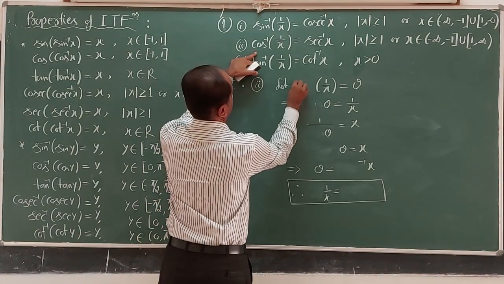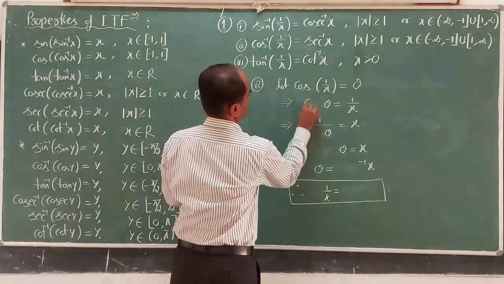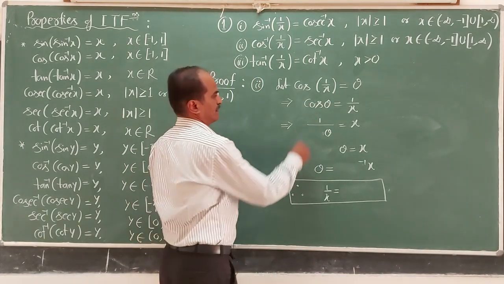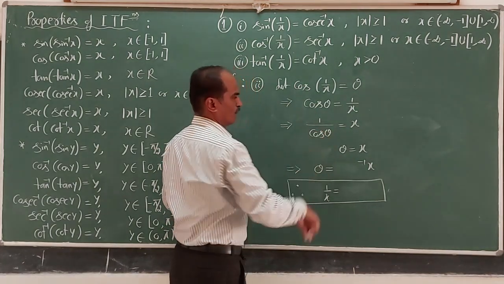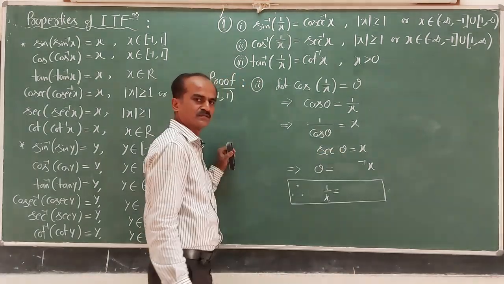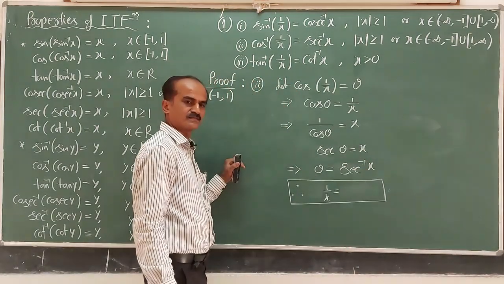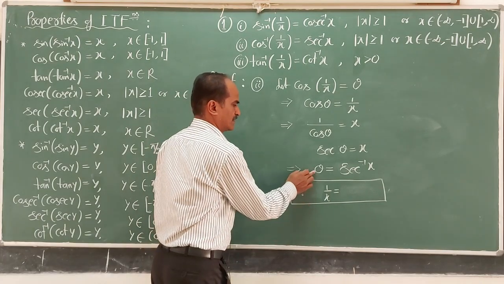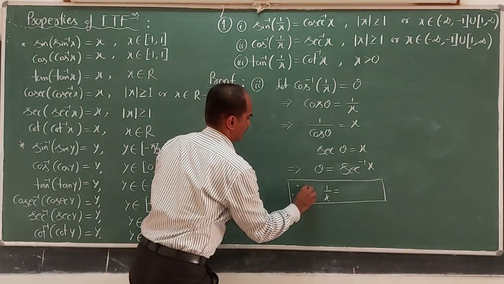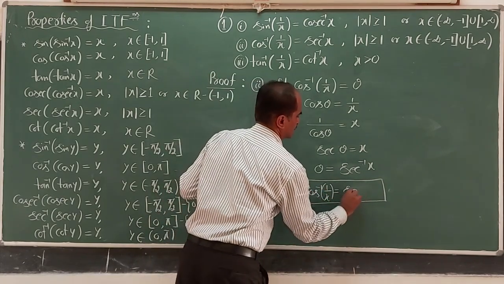Let me start with: let cos inverse of 1 by x equal to theta. Using the inverse function, I can write cos theta equal to 1 by x. Taking the reciprocal on both sides, 1 by cos theta equal to x. 1 by cos is what? Secant theta equal to x. Now apply the inverse function rule, we get theta equal to secant inverse of x. Therefore, on resubstituting theta, cos inverse of 1 by x is equal to secant inverse x.